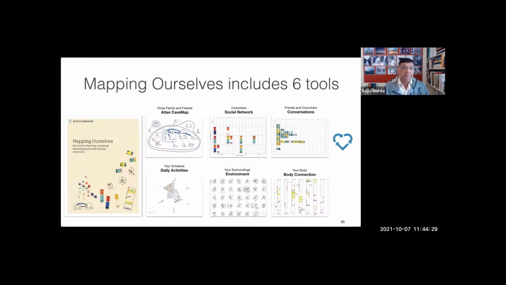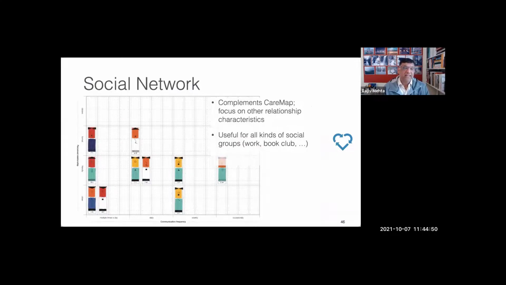At the tool level, presumably all of you had to download this PDF, Mapping Ourselves, because you used it to create your care map. And no doubt you've seen that there's several other tools in the book. If you read the thing, you've already learned this, but let me just briefly tell you about these 6 tools. So the social network is a way of highlighting different characteristics of the people that you're connected to, which ends up being a better starting point when you're analyzing not so much your family, but your coworkers or your soccer team or your book club or whatever. The two together end up being really powerful.